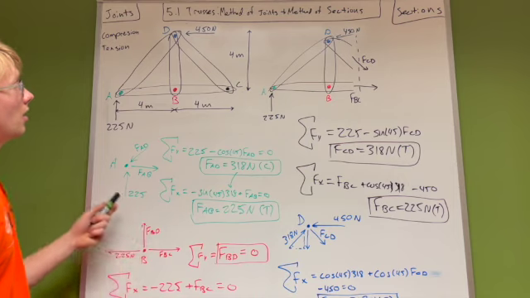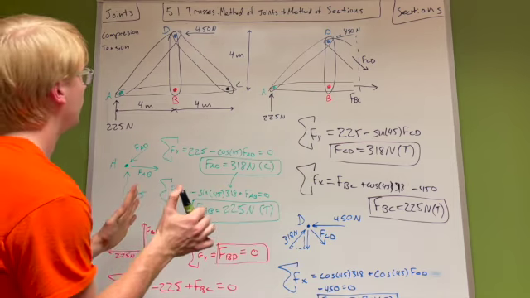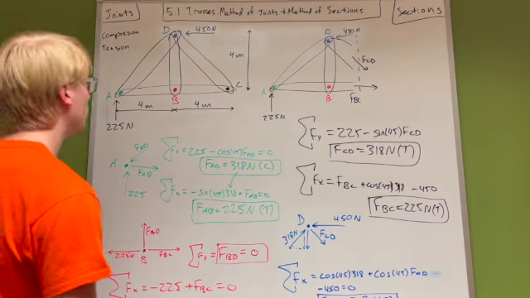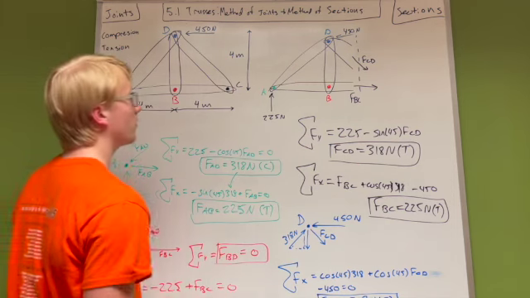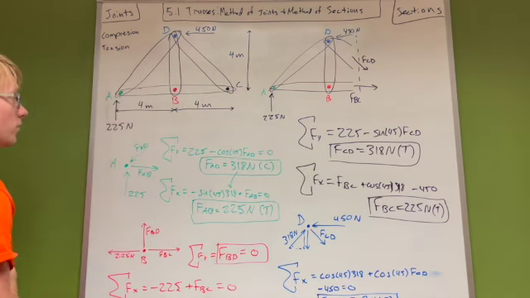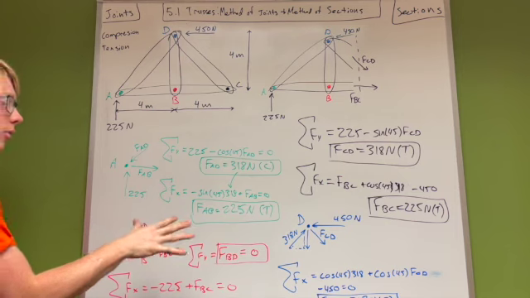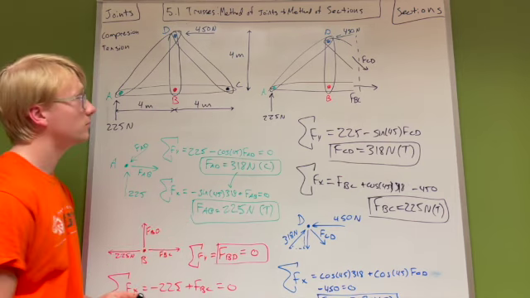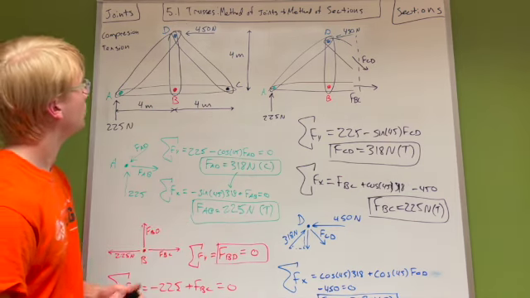So you can do it either way, right? You can find the forces of the members with method of joints or method of sections. I like method of joints better, but they both work. So here's the proof. But that is all.